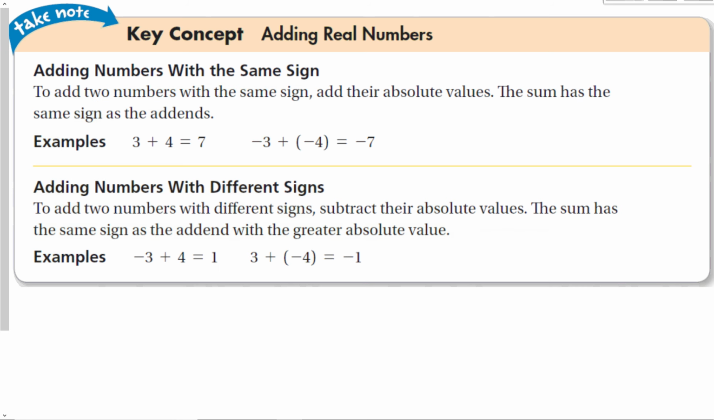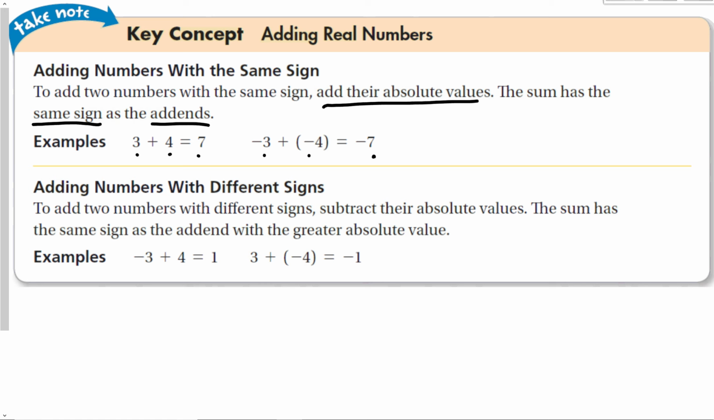Okay, so when we want to add numbers with the same sign using absolute values, we can add two numbers with the same sign by adding their absolute values, and the sum has the same sign as the addends, which means the things we're adding together. So in our first example, 3 plus 4, they're both positive, is going to equal 7. -3 plus -4, well, they're both negative, so I just add the 3 and the 4, and I make the answer negative. So -3 plus -4 is going to be -7.